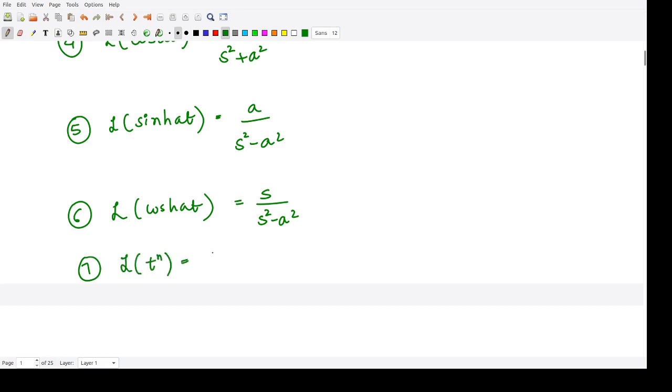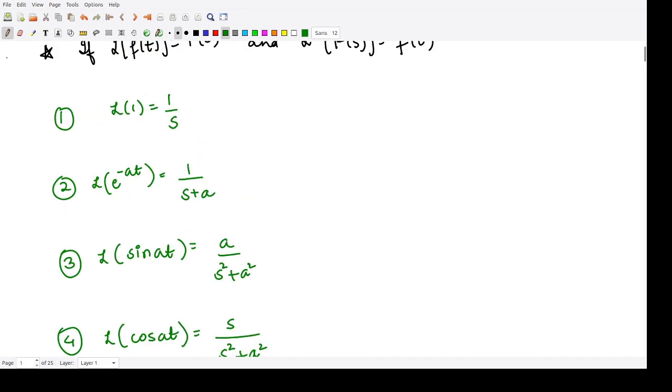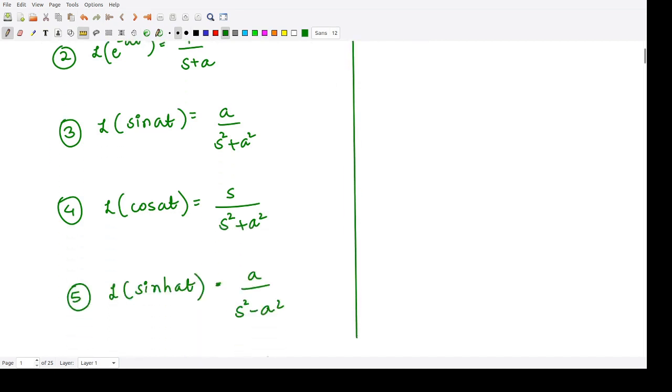And then lastly we had the Laplace transform of t to the power n. It was either equal to gamma of n plus 1 divided by s raised to power n plus 1, or it is equal to n factorial divided by s raised to power n plus 1. So for all these formulas we can write the corresponding inverse Laplace transform. So what would that be?